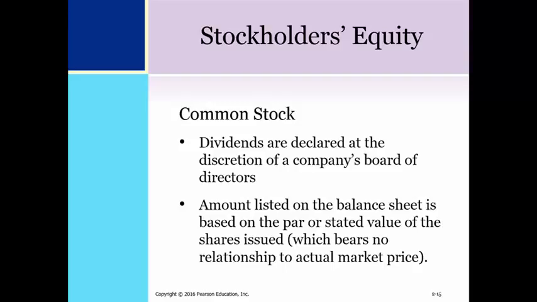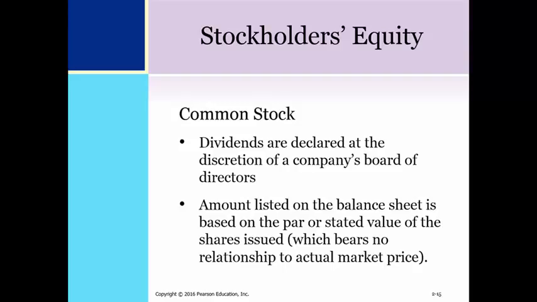A second way that an owner can earn a return on common stock is if the firm pays dividends. The board of directors of a firm decides each year whether or not to pay dividends. Some firms have never paid a dividend, while other firms pay dividends yearly.